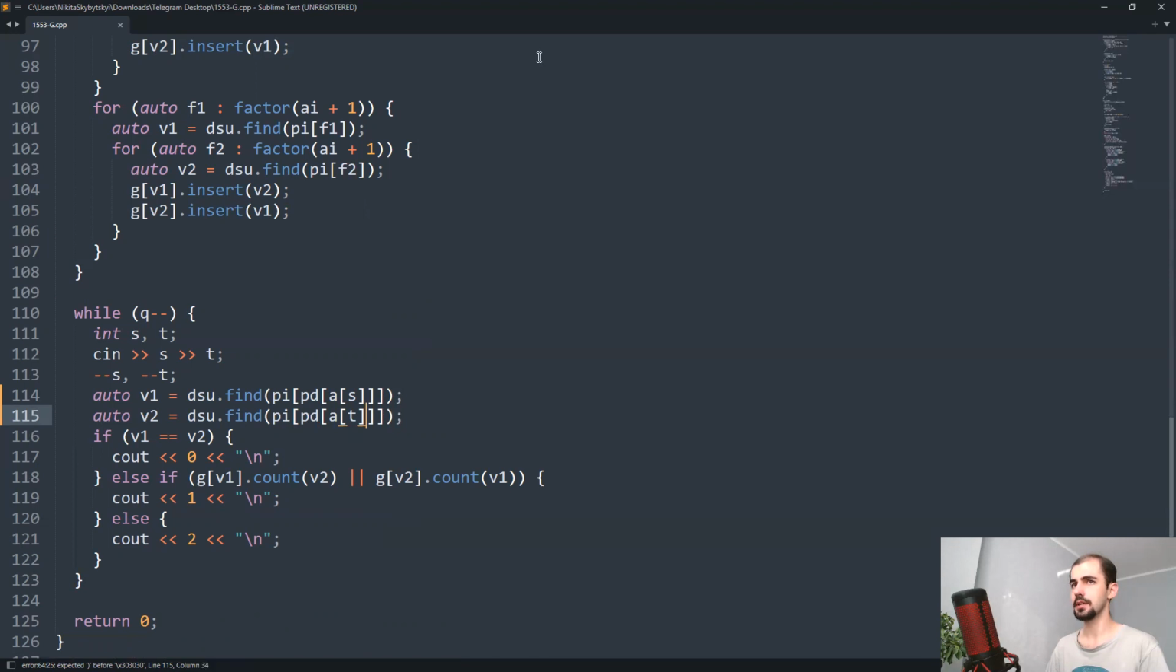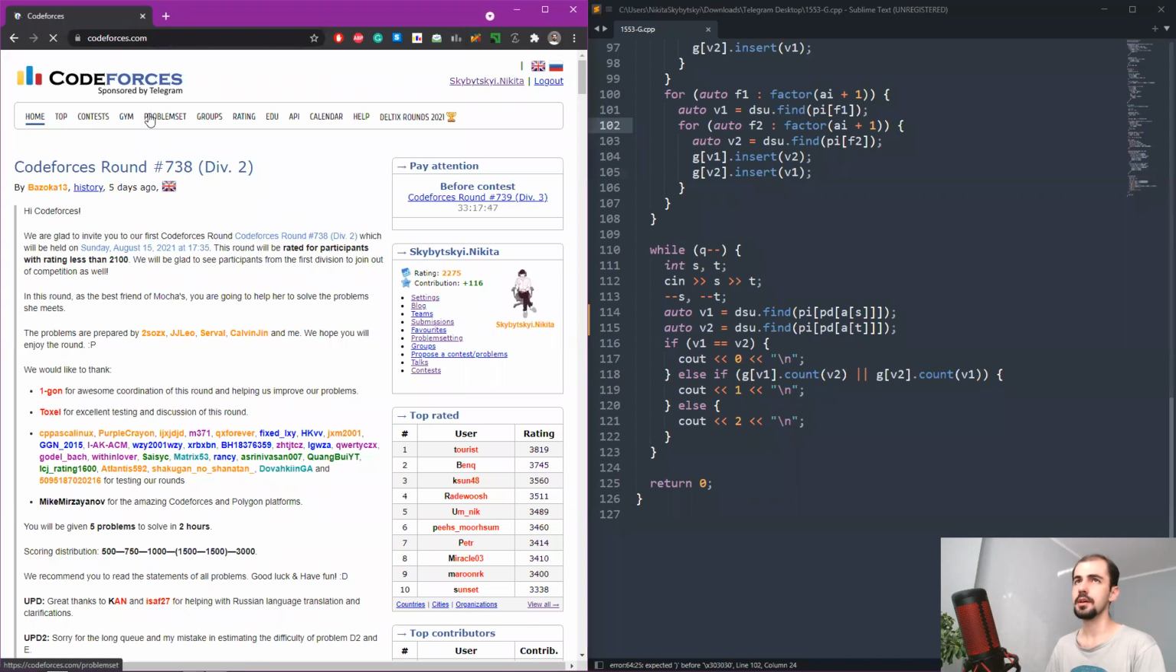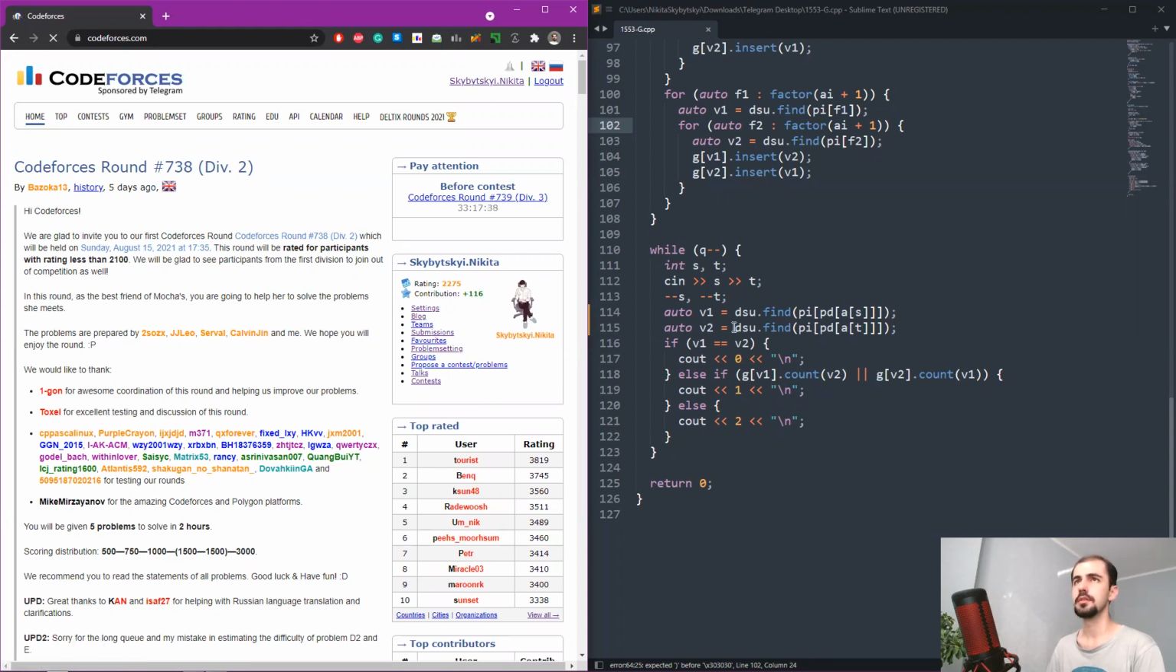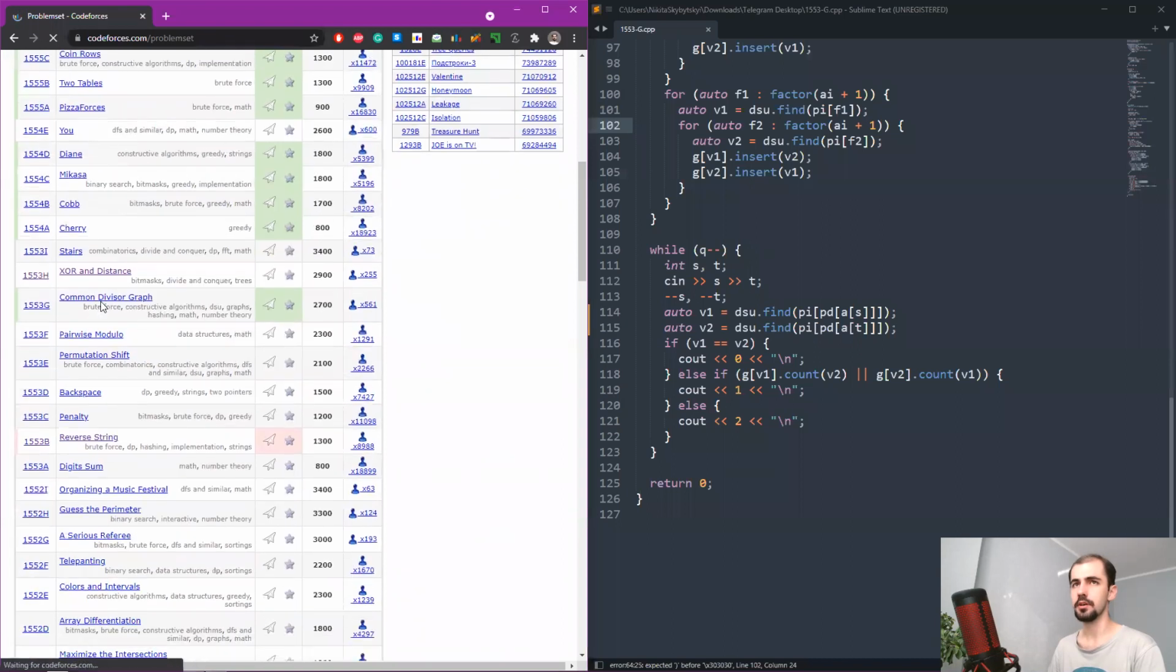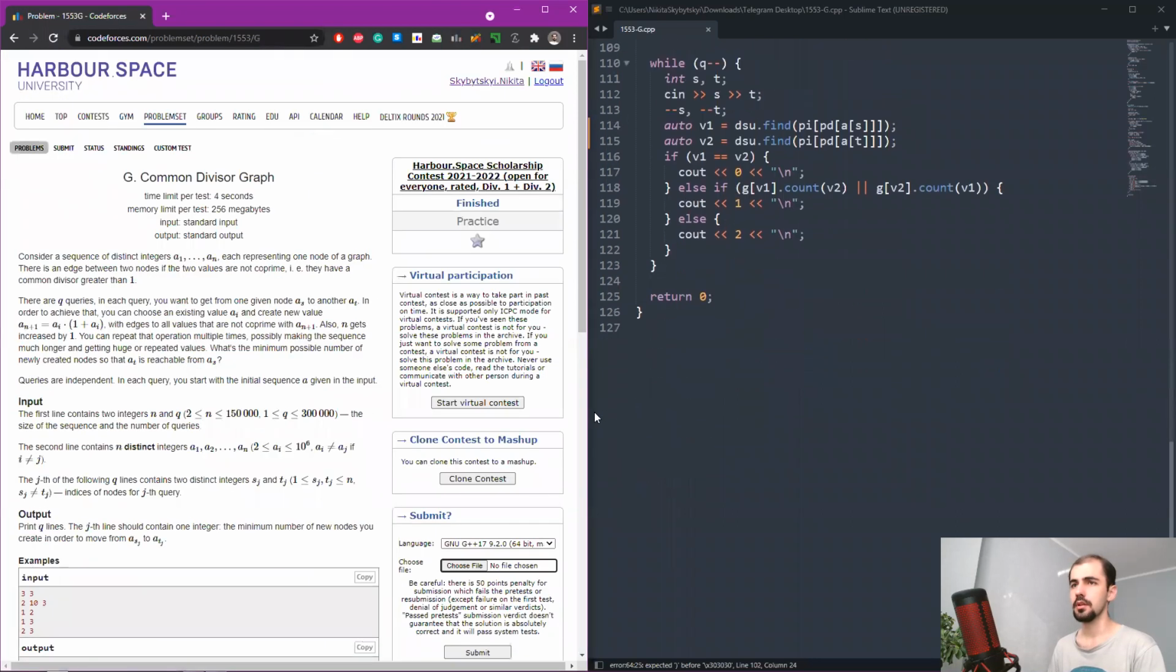So if you let me go ahead and submit this to Codeforces, one second. Yeah, let me bring this back actually, because that's the entire screen now. Problem set. Oh, that's so slow. It's so slow. Where is it? It's somewhere here, right?